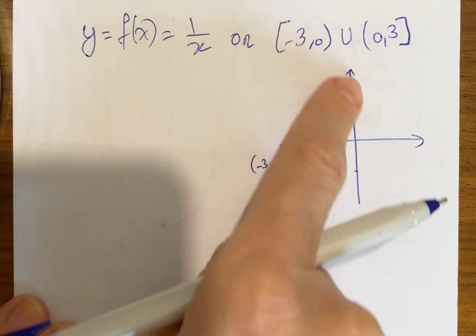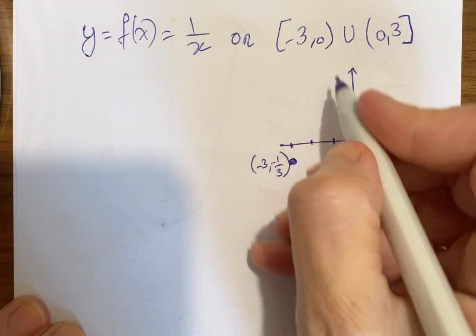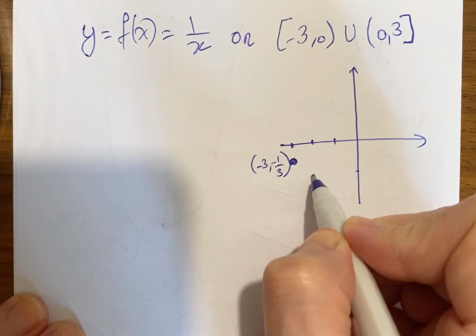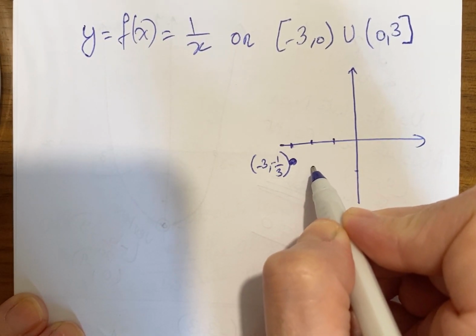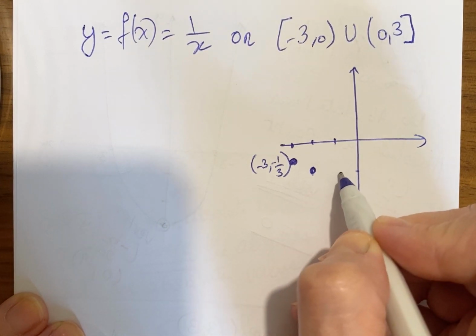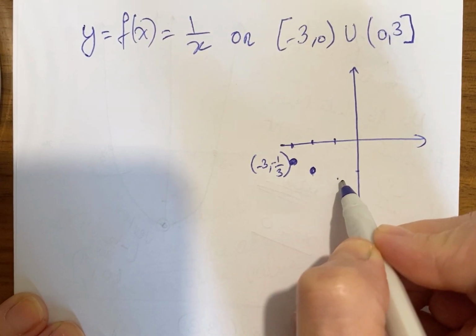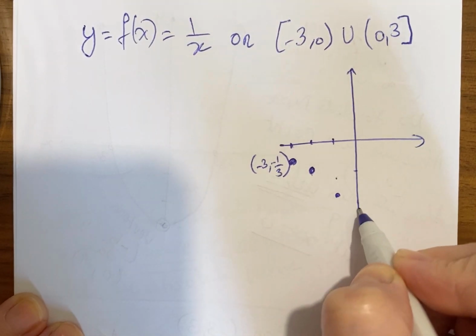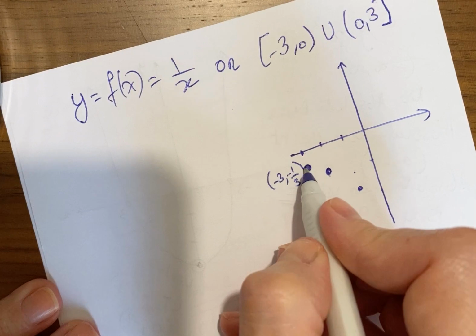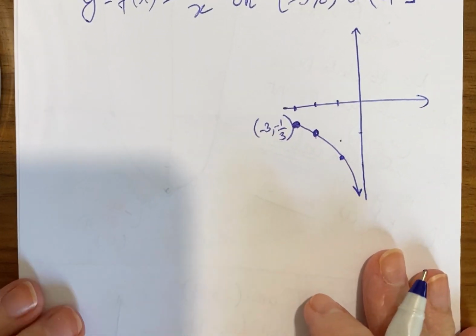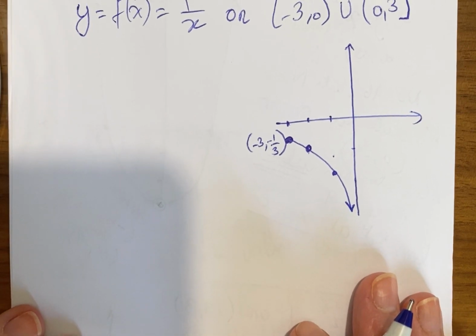And as we approach 0 from the left, we keep on going down, because at minus 2, it's minus a half. At minus 1, it is minus 1. And it keeps going down. We all know how the hyperbola behaves: as we approach 0 from the left, the function will go down to minus infinity.